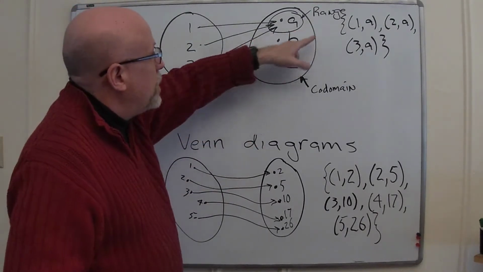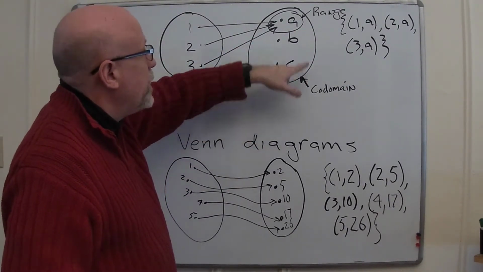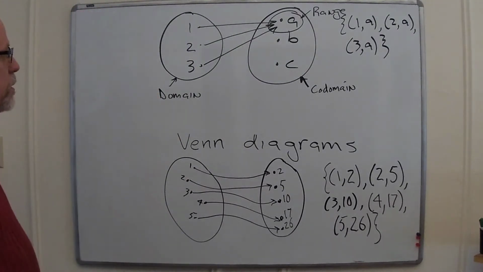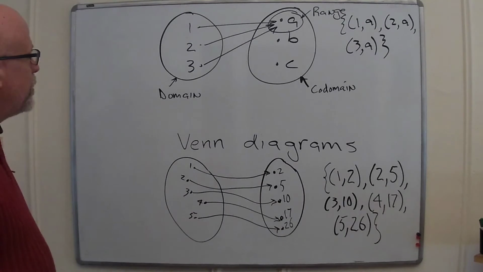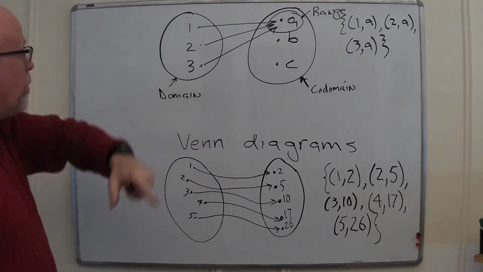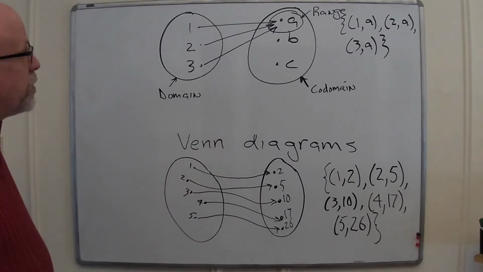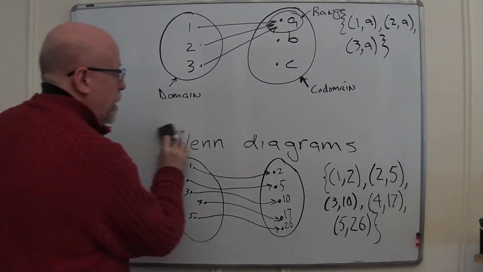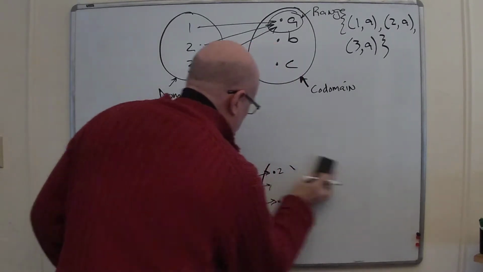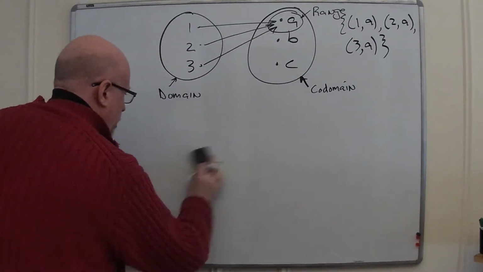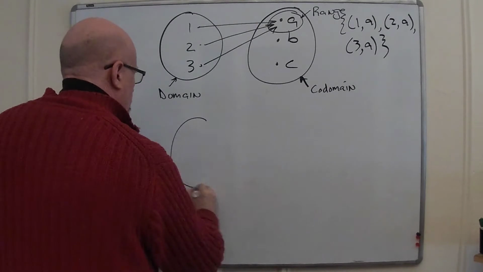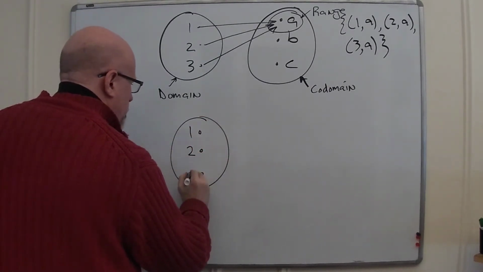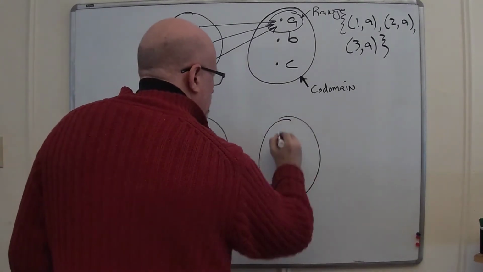Range is outputs. Potential outputs are codomain, actual outputs are range. The domain contains all the inputs. There's no such thing as elements on this side that don't go somewhere. Okay, so that picture is just fine. What you can't do, if you're planning to have a function, let me just recreate the whole setup again, but I'll use different arrows so I'll make a different relation. 1, 2, and 3. A, B, and C.